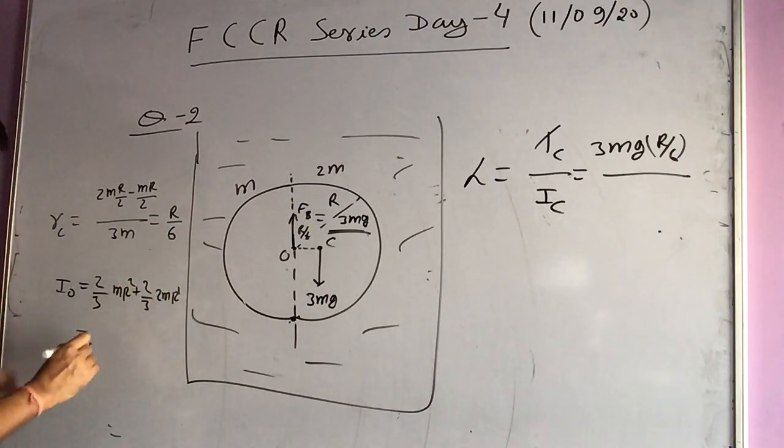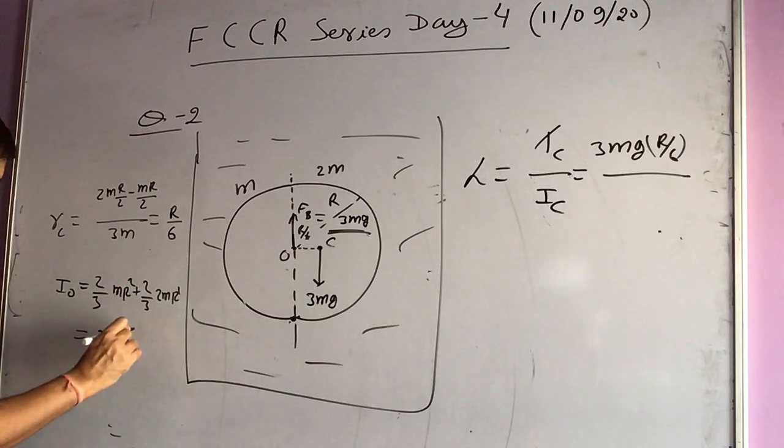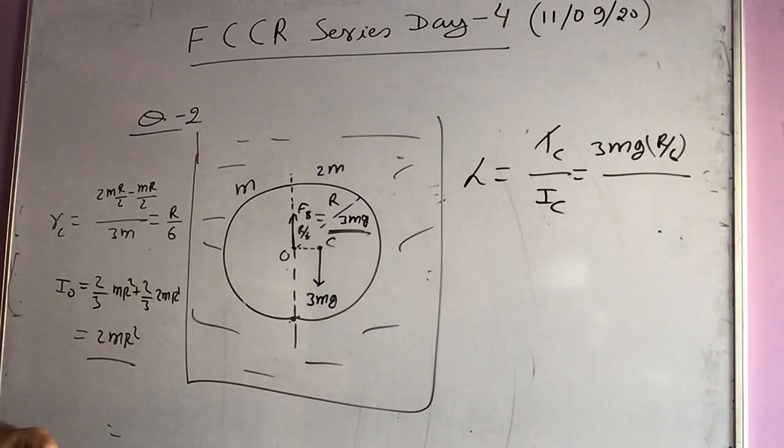So ultimately I am getting 2 mr square. But we don't require the moment of inertia about O. Actually we require the moment of inertia about C. So I have to apply the parallel axis theorem.